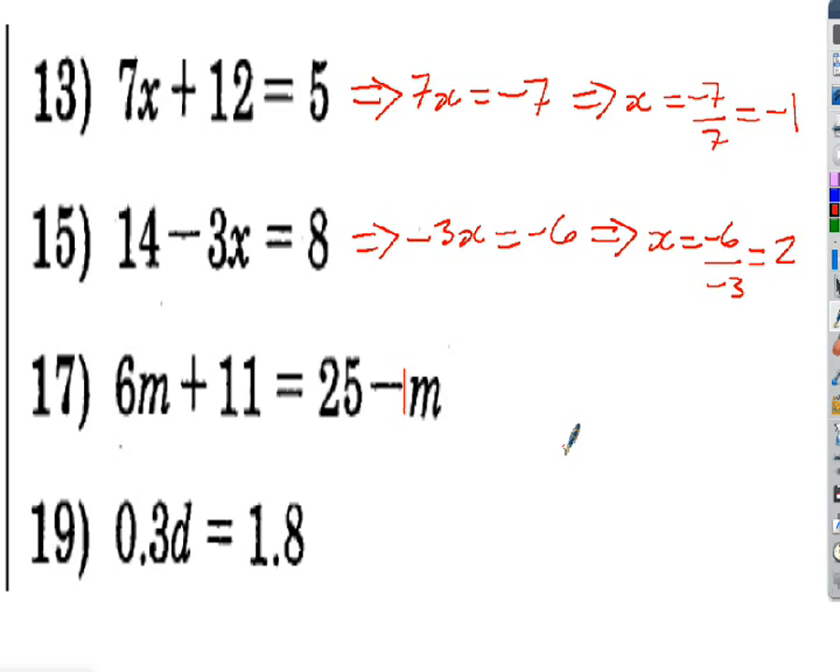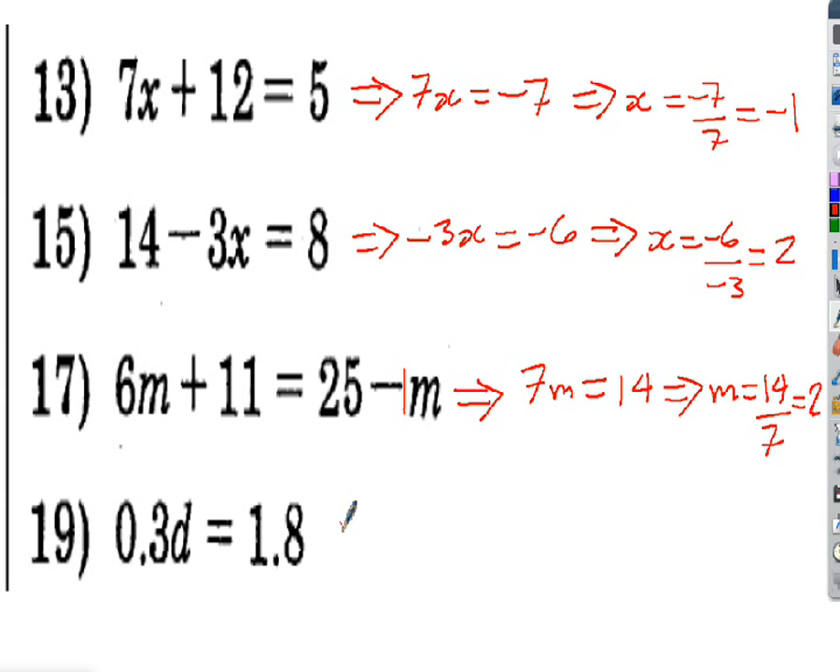And also I think I could subtract 11 from both sides to get all the constants on the right hand side. So adding 1m to both sides, I will get 7m on the left hand side, and subtract 11 from both sides, I will get 14 on the right hand side. Now dividing both sides by 7, m is equal to 14 divided by 7, which is equal to 2.